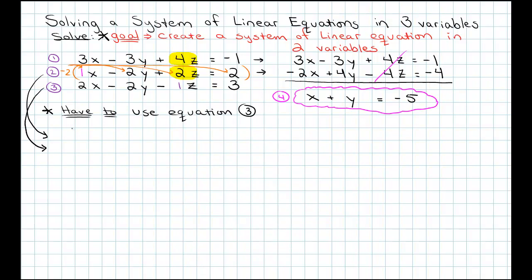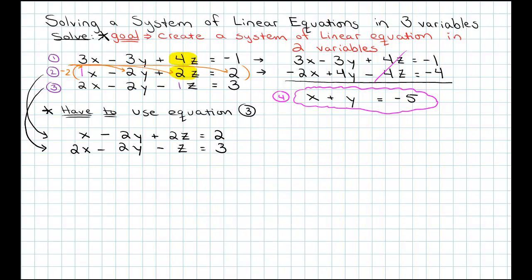Okay, I could have used equations 1 and 3. It was my choice. But I decided to use number 2 just because if I look at the LCM of 2 and 3, it's even easier to work with. It's just a 2. So I'm going to have x minus 2y plus 2z is equal to 2, and 2x minus 2y minus z is equal to 3.